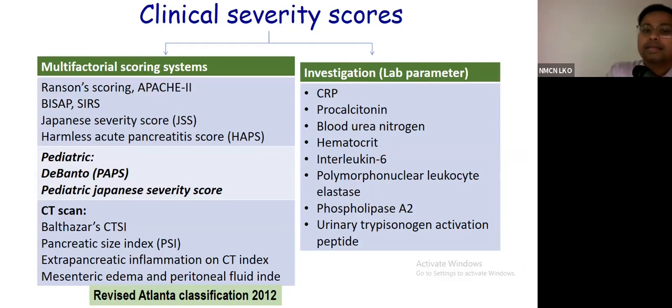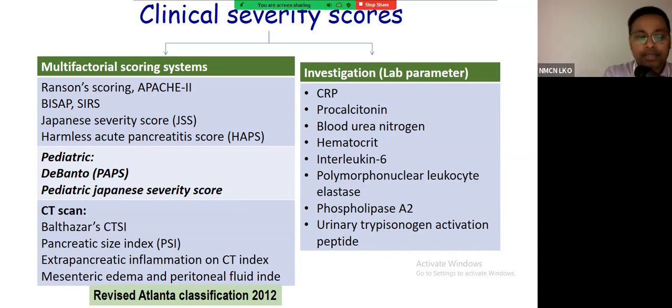There are many clinical severity scores. With the help of these scores, we can predict whether the child is going to have a severe or mild course. There are clinical scores like Ransom scoring, APACHE scoring, BISAP scoring, SIRS scoring, Japanese severity score, and harmless acute pancreatitis score. But all these scores were studied and validated in adults. In pediatrics, not many scores are available. We have the DeBanto score and the pediatric Japanese severity score.